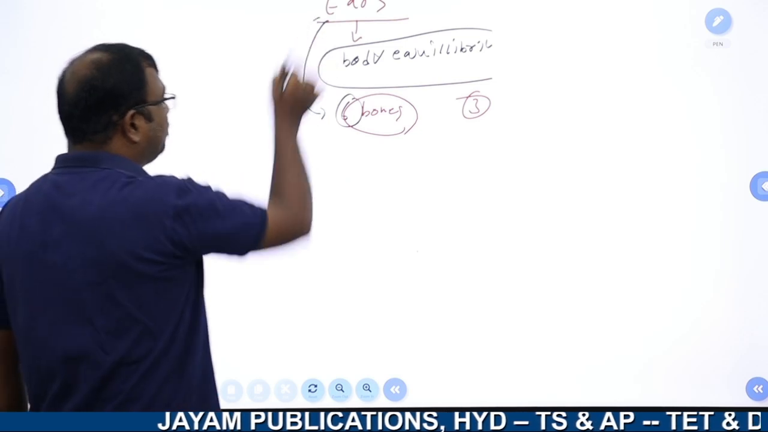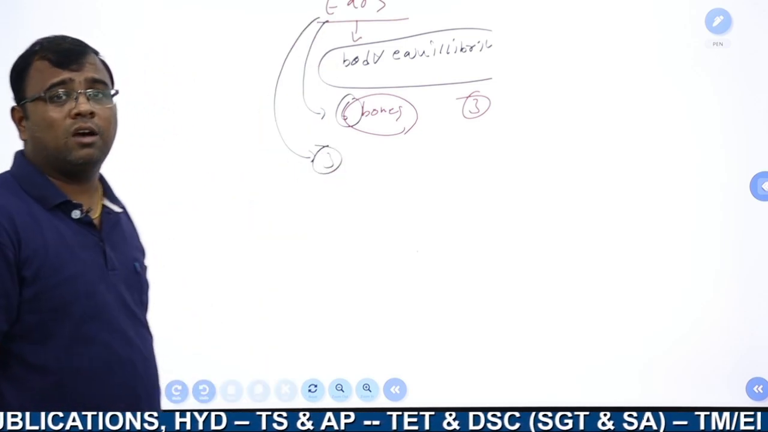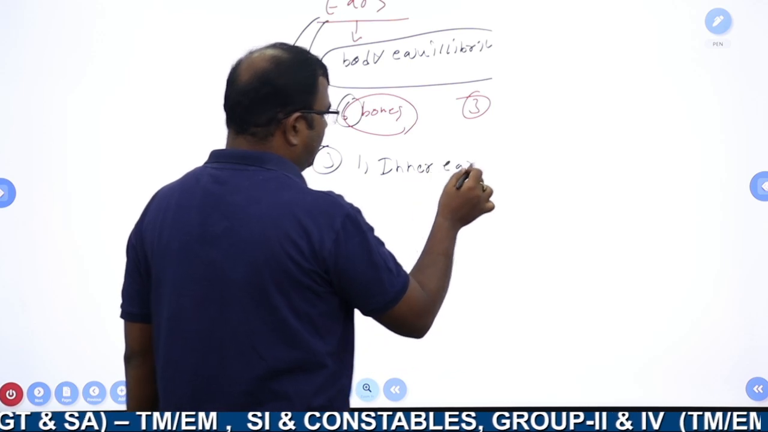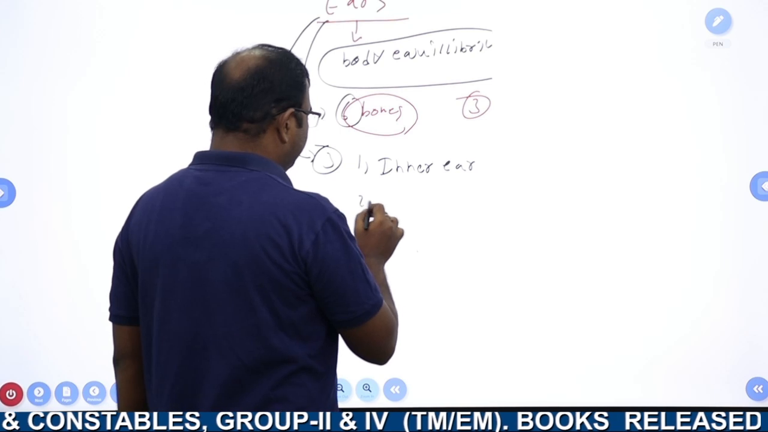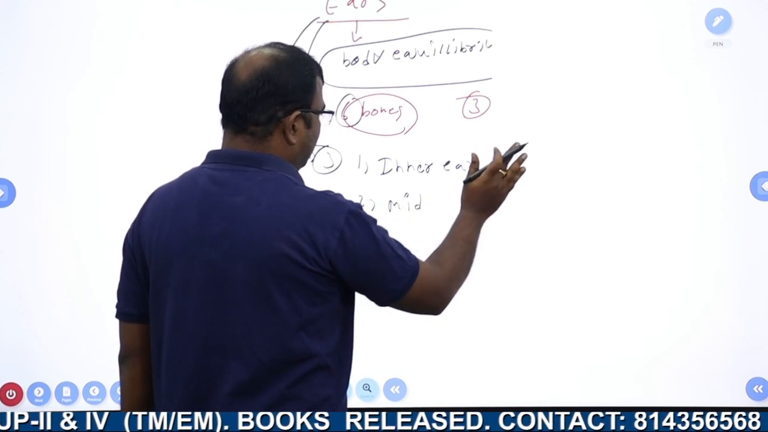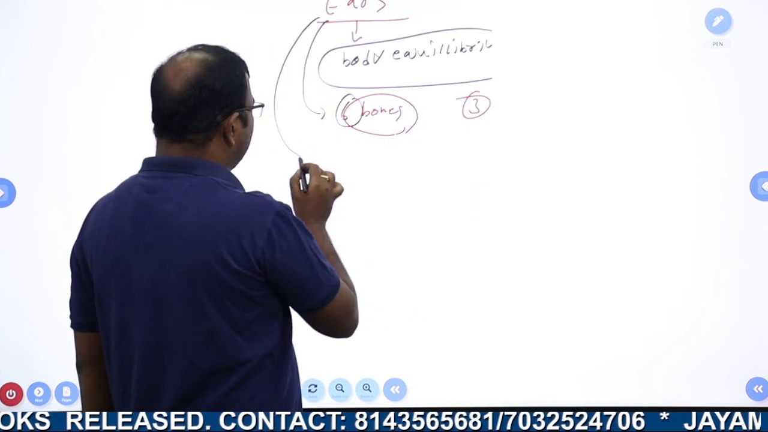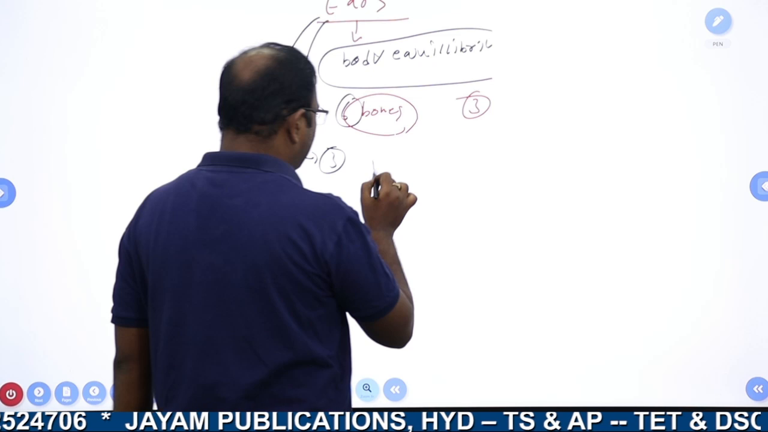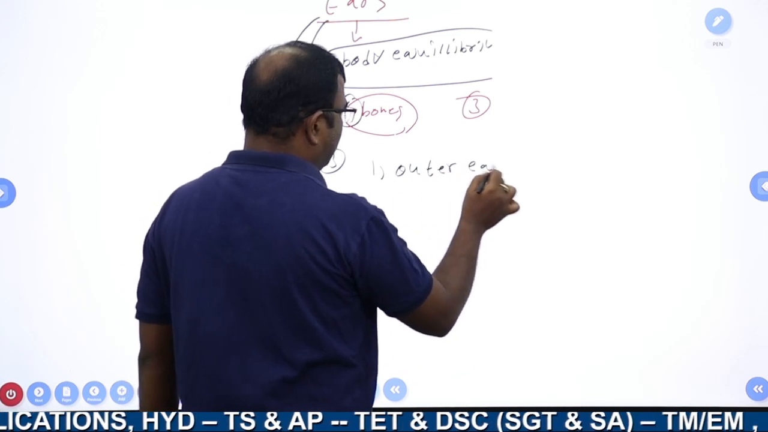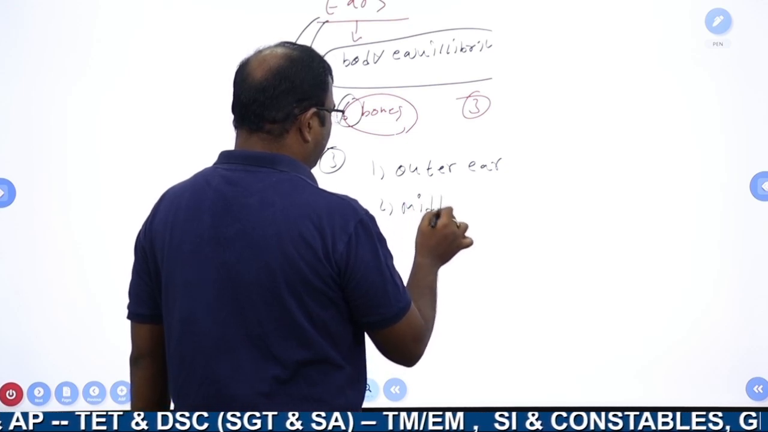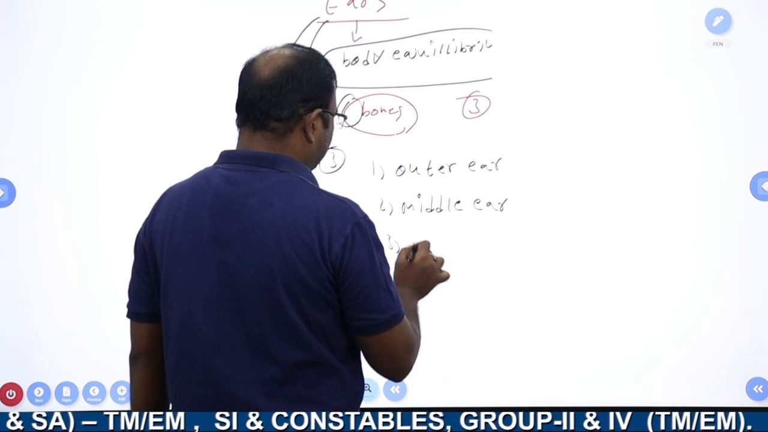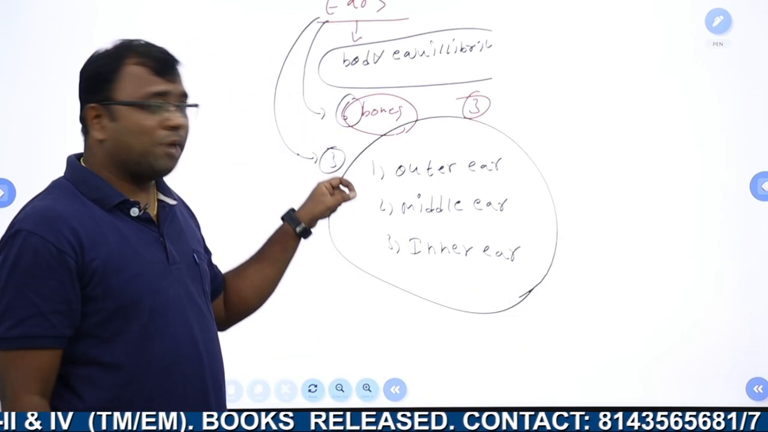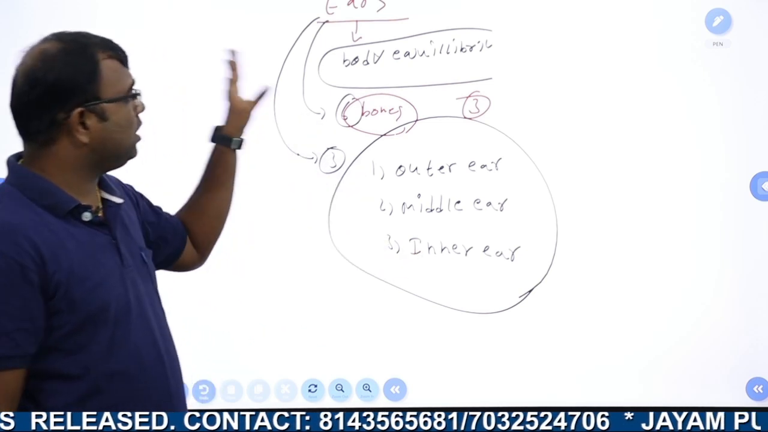The ear is divided into 3 parts. The first one, outer ear. The second one, middle ear. The third one, inner ear. These 3 types of ears are explained. The total chapter on ears is completed.